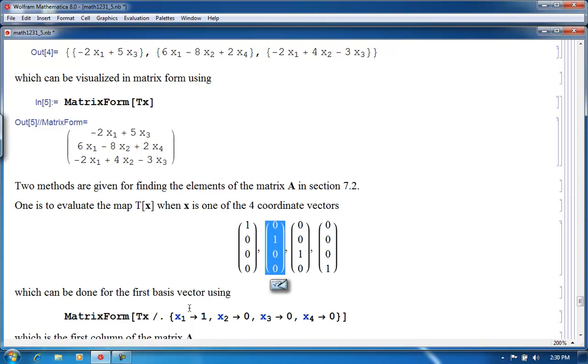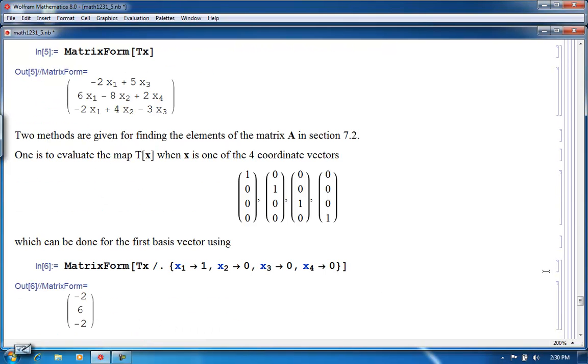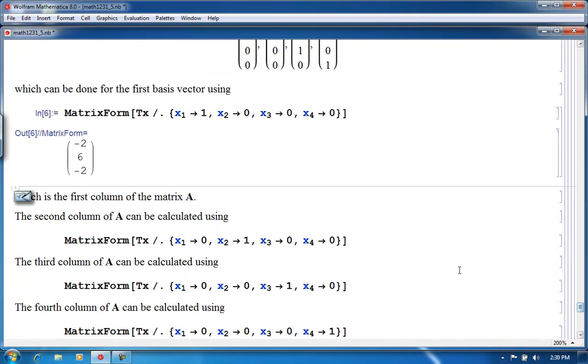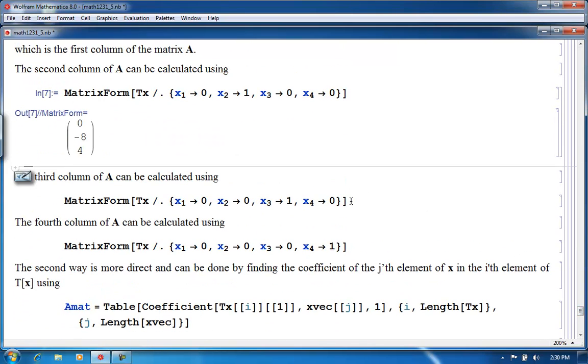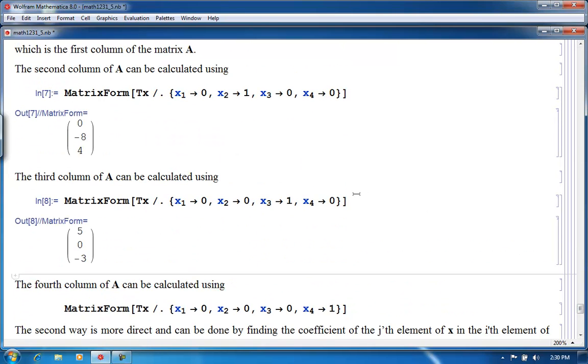So let's do that. We can do that by taking our expression for T of X and replacing x1 by 1 and all the other x's by zeros, and then expressing it in matrix form, and that should give the first column of the matrix A. And we can do that for the second column, so we set x2 equal to 1 and all the other x's equal to 0, and that gives us the second column, and I think we've grasped it now. The third column is generated by this, and the fourth column by this.